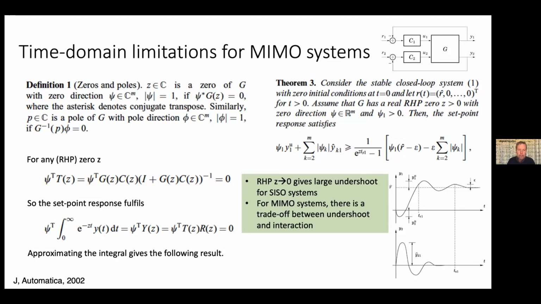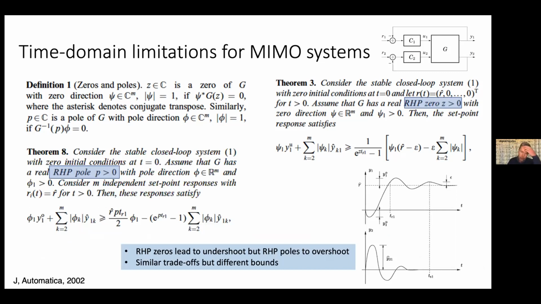The whole story here works perfectly fine also for right half plane poles, with suitable adjustments. Now instead of the undershoot that we get for a right half plane zero, for right half plane poles we get overshoots instead. So we necessarily have an overshoot in the set point response. But otherwise, we have similar trade-offs. The expressions are different, as you see here, but there is a similar type of interpretation that we can do.